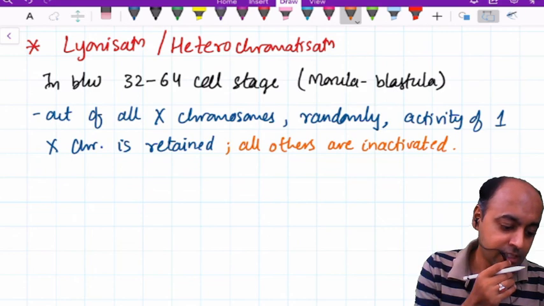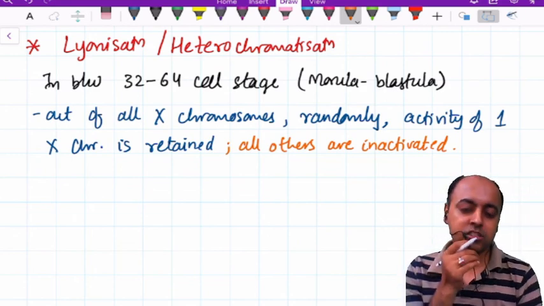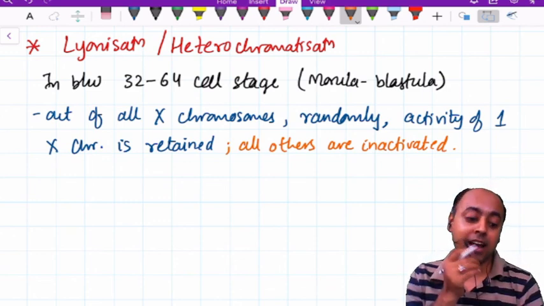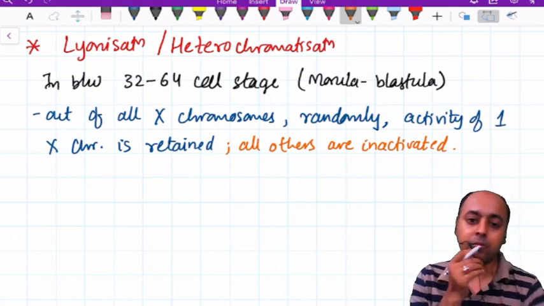So, like I said, it is not the maternal or the paternal X chromosome which is targeted for inactivation. The inactivation is totally random as per Lyon's hypothesis.